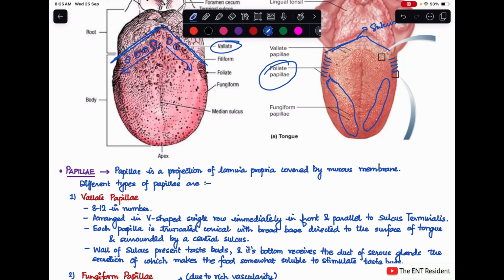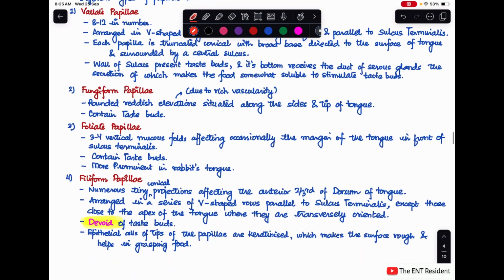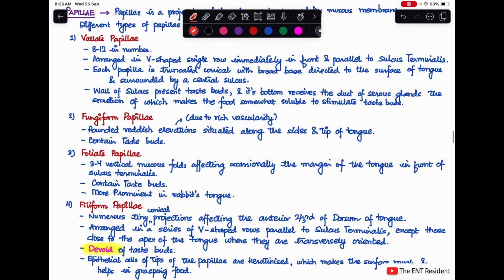Now, I'll show you over here. These are the parts. This is the part which is full of these papillae, and they are devoid of taste buds, and the keratinization on these epithelial cells provides a rough surface which helps you in grasping food. So we have discussed all four types of papillae.